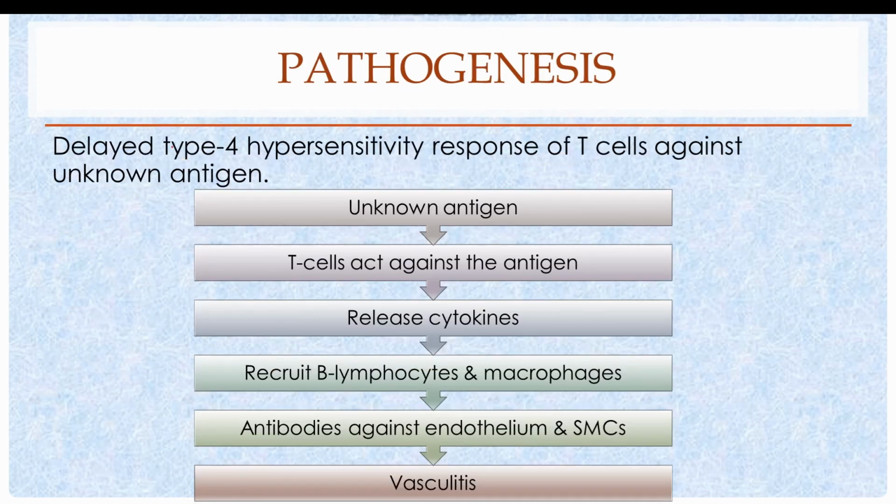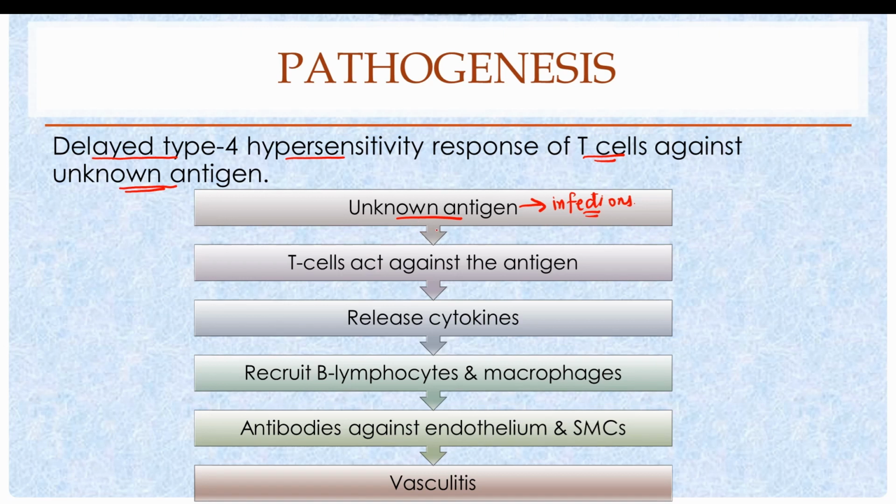The pathogenesis of Kawasaki disease is rather poorly understood. It occurs due to a delayed type 4 hypersensitivity response of T cells against an unknown antigen. This unknown antigen is thought to be derived from certain infections, such as Mycoplasma and HIV.